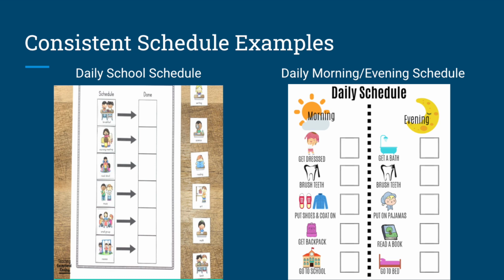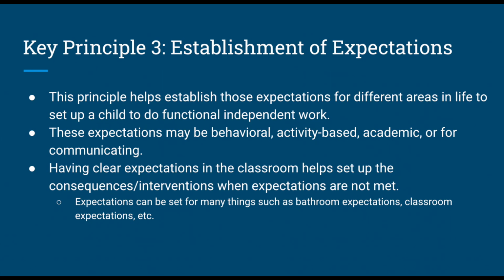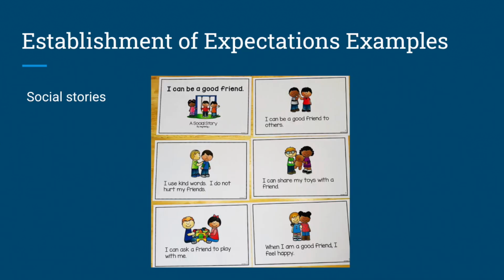The third principle, establishing expectations, helps to establish expectations in different areas to prepare a child to complete functional, independent work. Expectations must be behavioral, activity-based, academic, or for communication. Clear expectations help the child to understand consequences or changes when the set expectations are not met. This principle includes activity measurements. The ultimate goal of this principle is to prepare a child for independent work and functioning. A social story about being a good friend uses simple language and step-by-step examples to teach children about playing expectations.